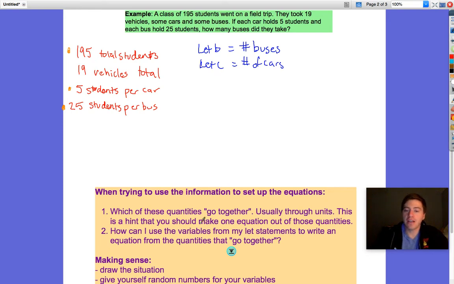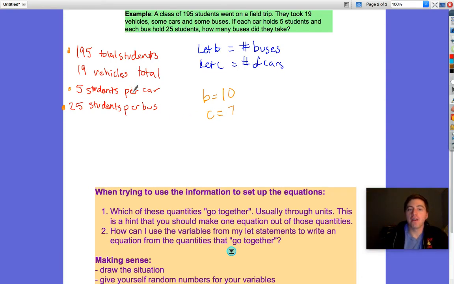So how can I use my let statements to write an equation? I'm going to use these: number of buses, number of cars, 5 students, 25 students, 195 students. You can draw the situation if that helps you. You can also give yourself random numbers for the variables if you can't think about what's going on. Let me give you an example. Let's say I have 10 buses, 7 cars. That's just random. I literally just made that up. It's not right.